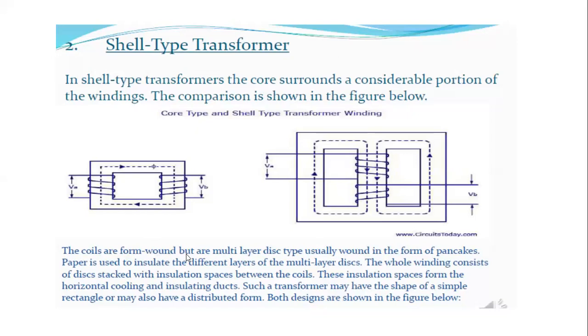The coils are form wound, but are multi-layer disc type, usually wound in the form of a pancake. Paper is used to insulate the different layers of the disc. In that we are using paper as the insulation. Such transformers may be of rectangular shape for distribution systems.